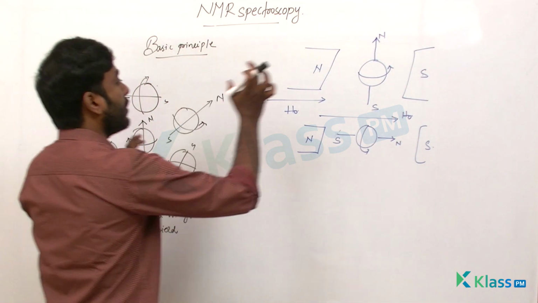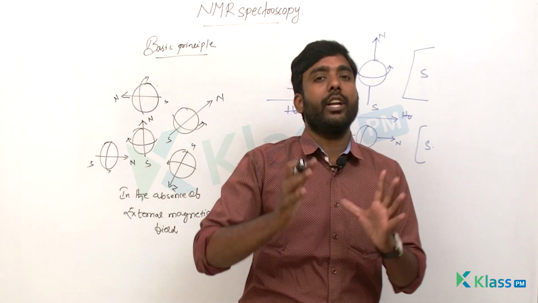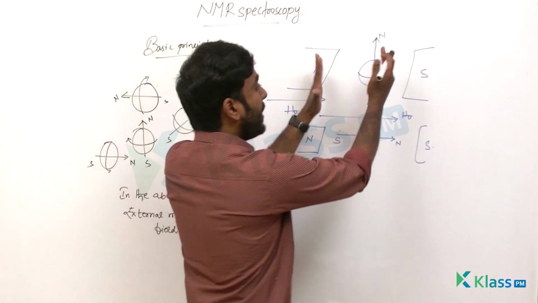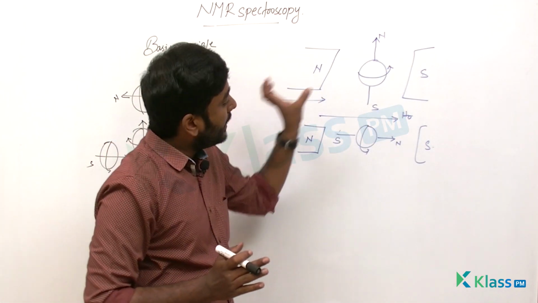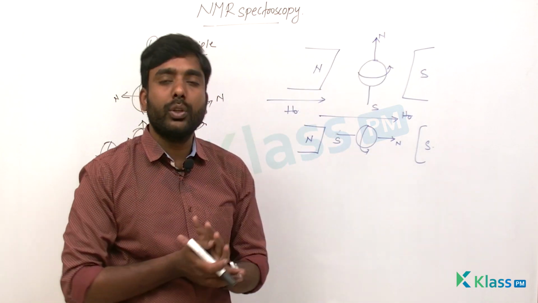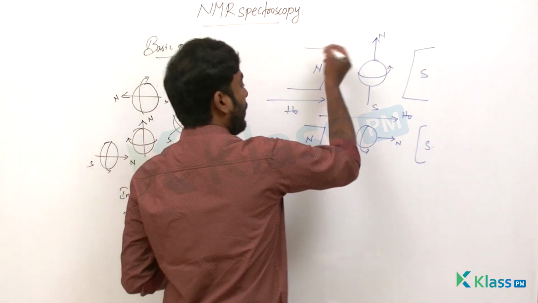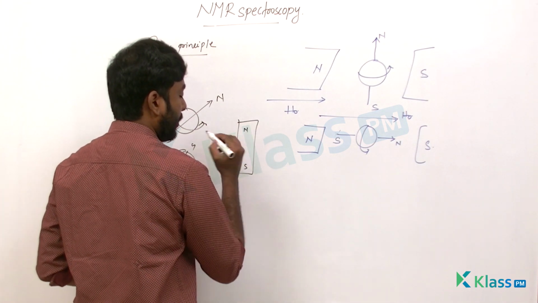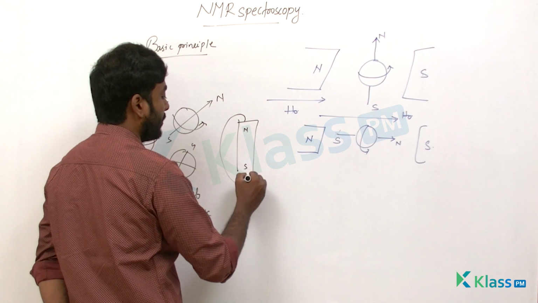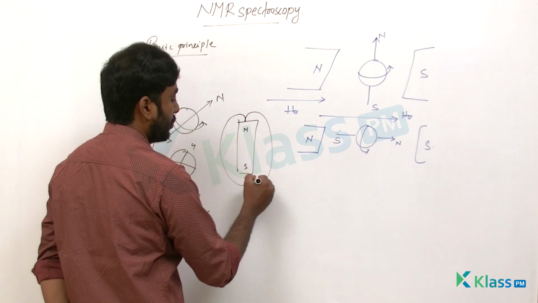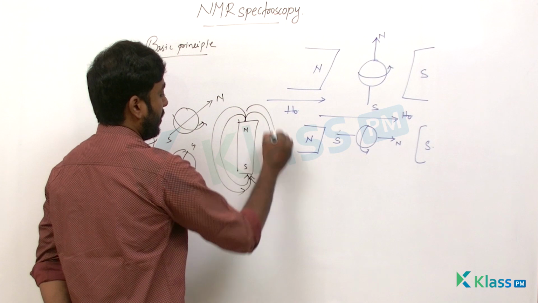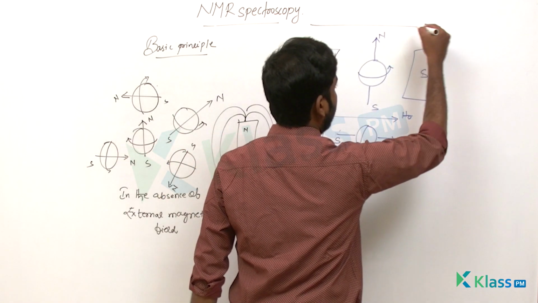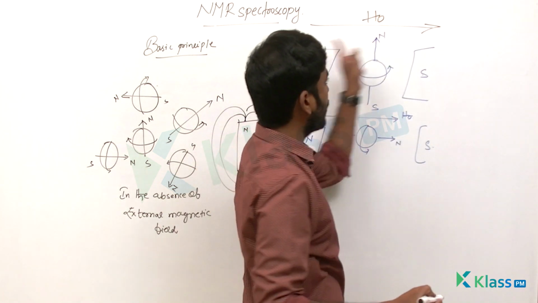But if you bring the nucleus into a magnetic field, here I put my magnetic field, with the north pole and south pole, and between them there is a magnetic field. Magnetic lines always move from the north direction to the south direction. Here the external magnetic field direction is towards this way.